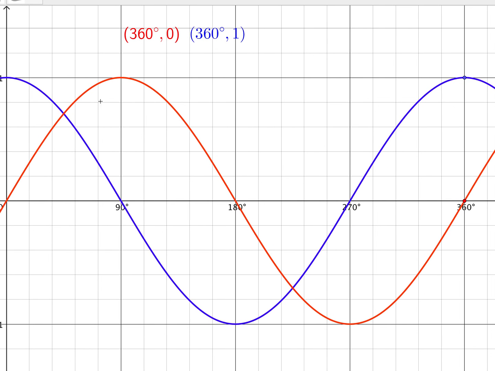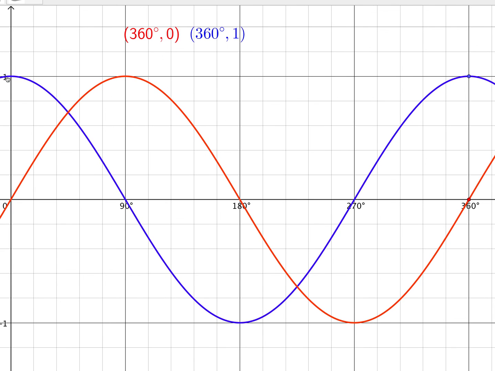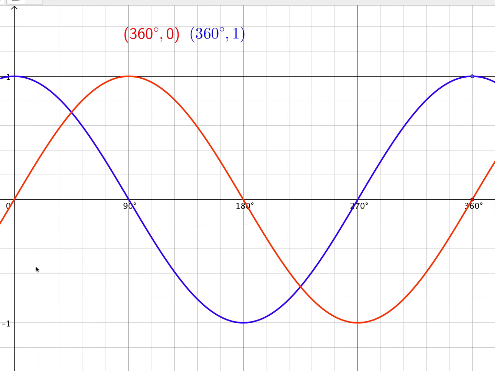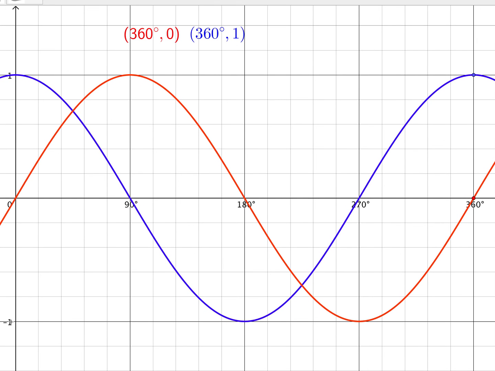So between 0 and 360, there's the sine curve. And the cosine wave is the same wave, it's just starting 90 degrees earlier. So this position here, 90 degrees, 1, has shifted 90 degrees to the left to become 0 degrees, 1. Still, both curves peak at 1, go to a minimum at -1, and have a period of 360 degrees.